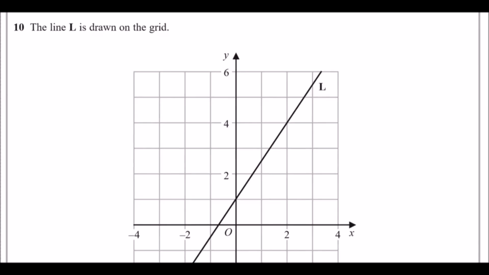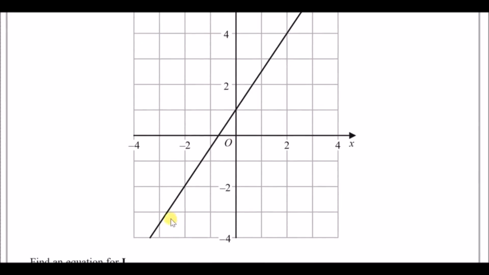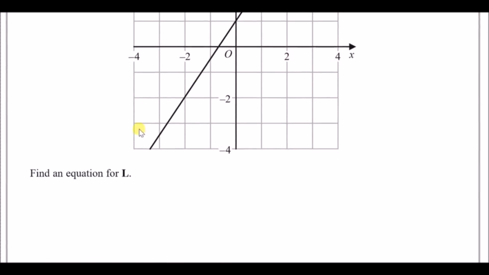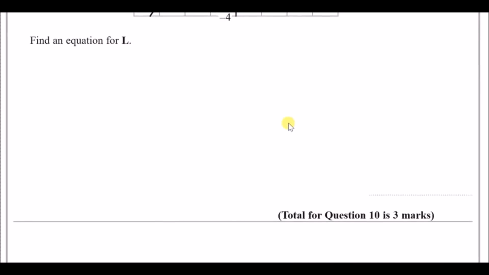Alright, number 10. So the line L is drawn on the grid. So here's the straight line. So this is basically an equation which is part of y equals mx plus c, by the way, with some gradient and some intercept. Find an equation for L. Oh, really? Is that it?